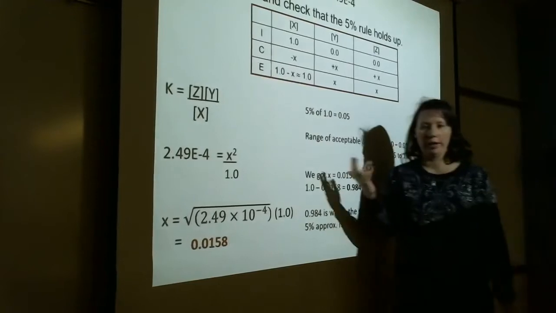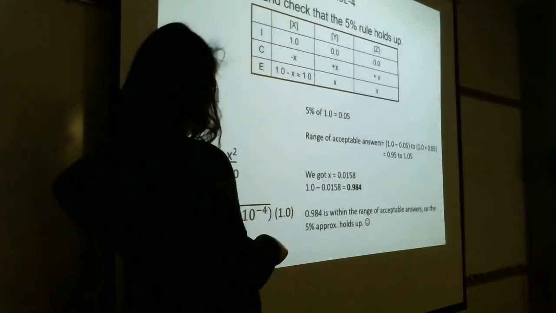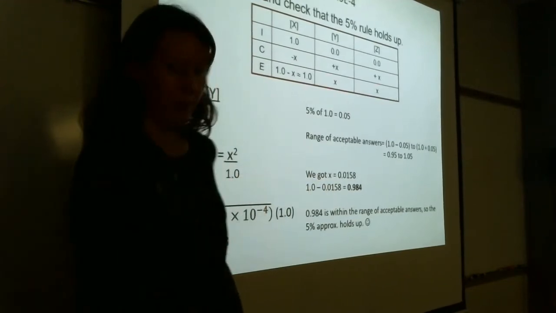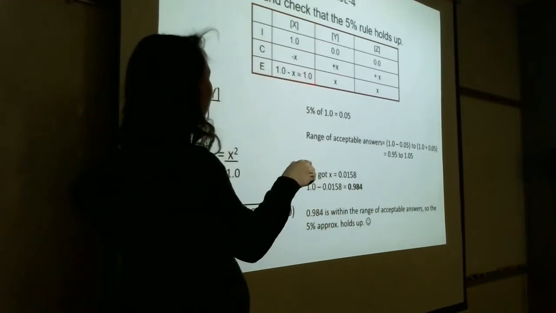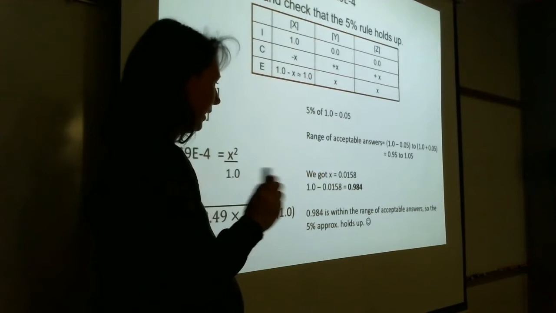So if I asked you on a test, what's the concentration of y? You would say 0.0158. You just plug it in directly. And then you would just keep that as 1. So x would be 0.0158. Okay, and you're good to go.